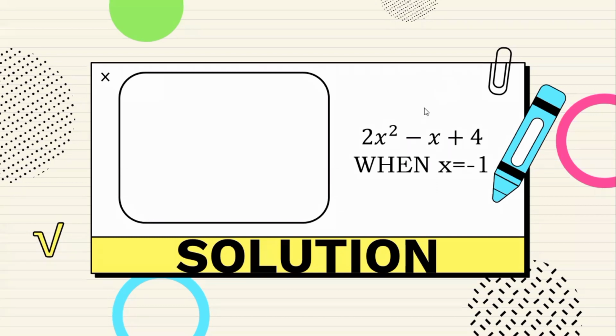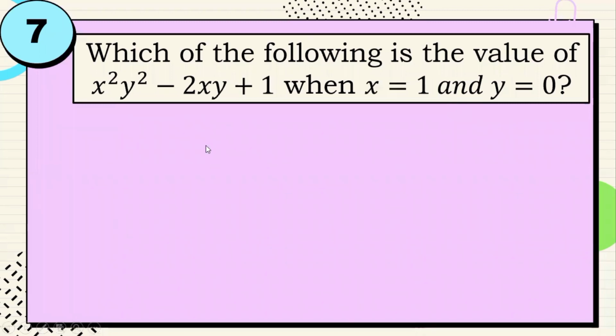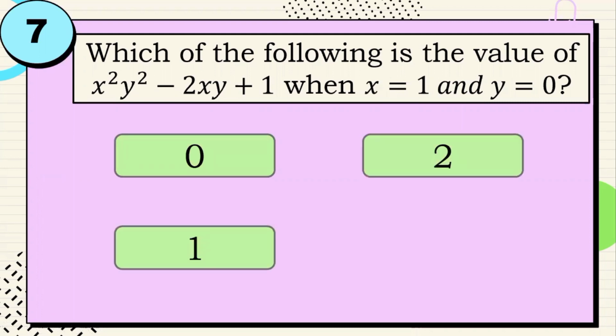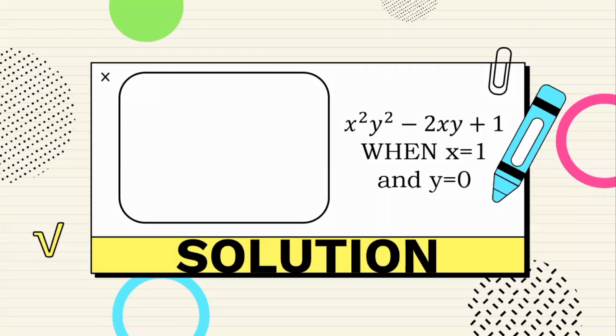We now proceed with our next question. Which of the following is the value of x squared y squared minus 2xy plus 1 when x is equal to 1 and y is equal to 0? Okay? Ganun pa rin po ang proseso. Okay? So magsa-substitute lang po kayo. These are the following choices. We have 0, 1, 2, negative 1. The answer here is, you're right, it's equal to positive 1. How? How did we get positive 1? Okay, let's try to solve now the given polynomial expression.